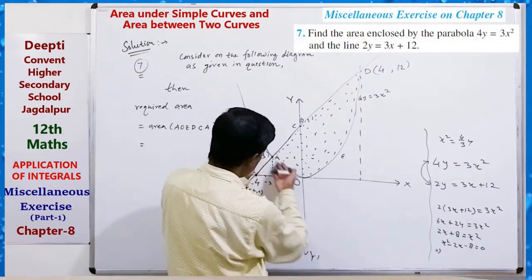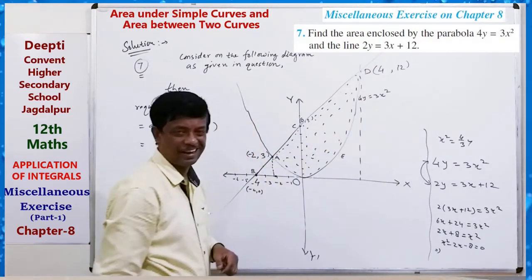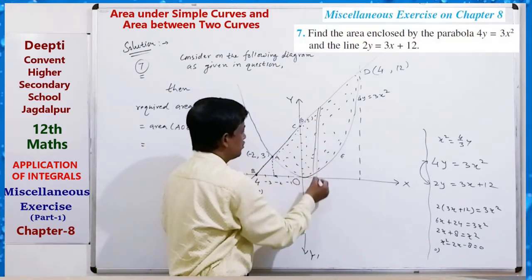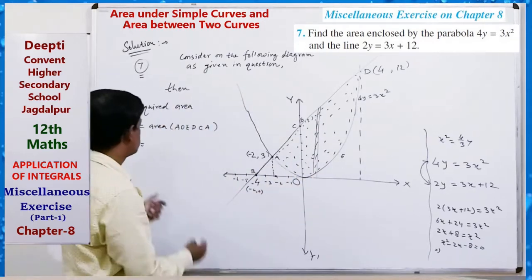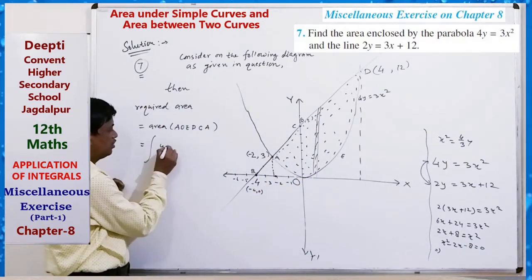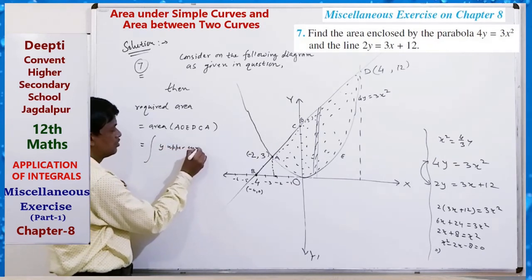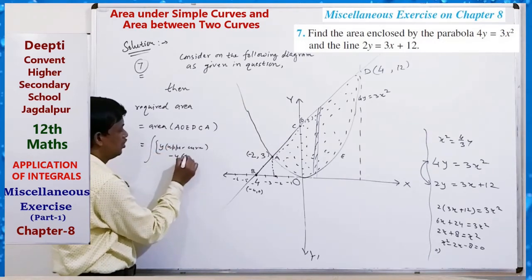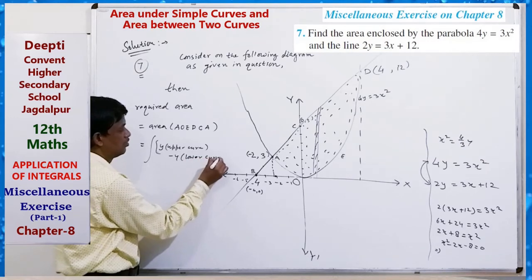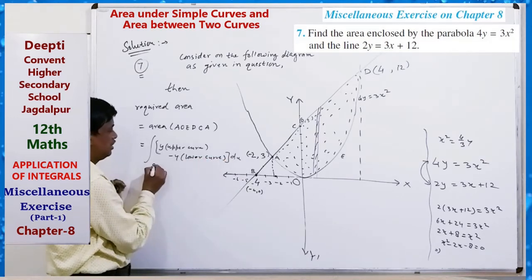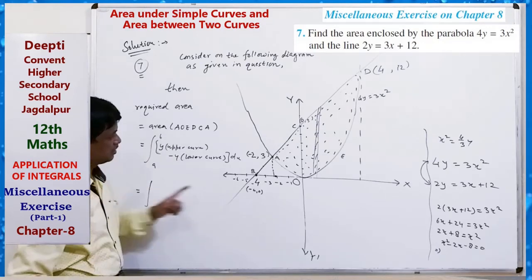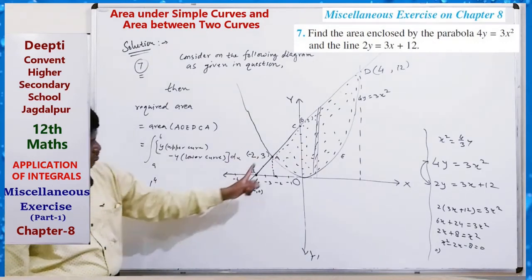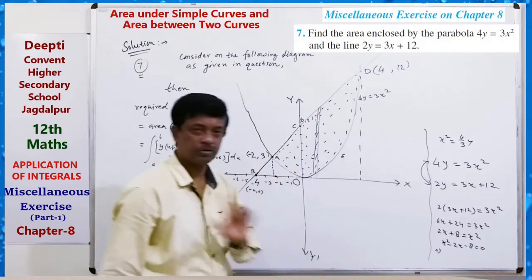Now in this part, the lower part is the parabola, the upper part is the line. So we can use a vertical strip because they are single curves. So the integral of y upper curve minus y lower curve dx from a to b. Here a to b means minus 2 to 4. Clear?